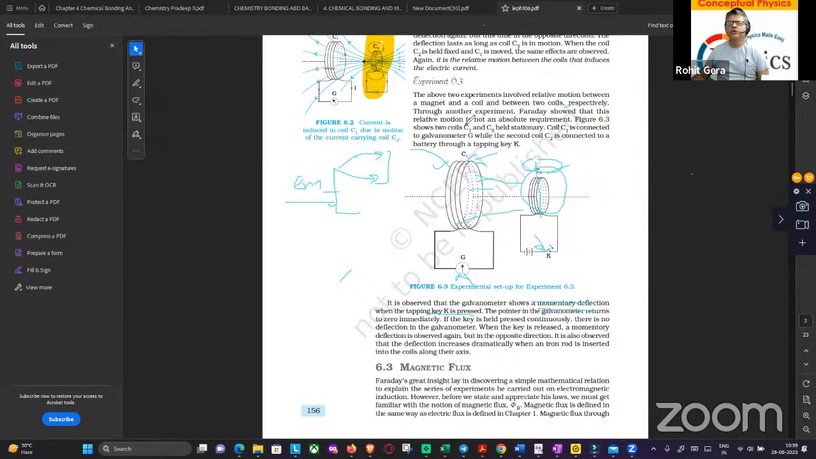The more you do, the better it is to see the deflection. The more d phi by dt, higher is the EMF. And remember, every turn will have EMF.